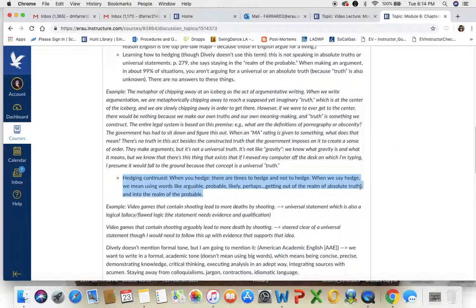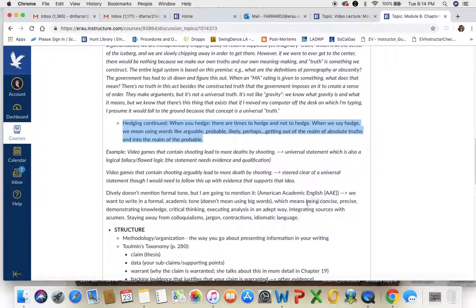And when we say the word hedge, what does it mean to actually hedge? You are using words like arguable, probable, likely, perhaps. It's how you rhetorically get out of the realm of absolute truth and into the realm of the probable, which is what Dively calls it. And then I give an example as to what that looks like.